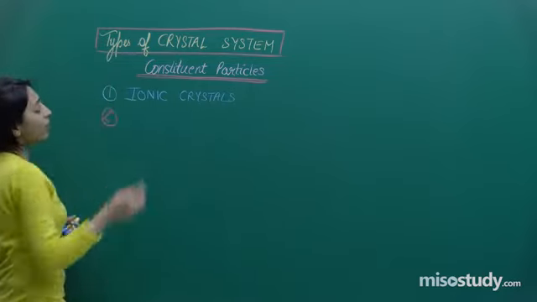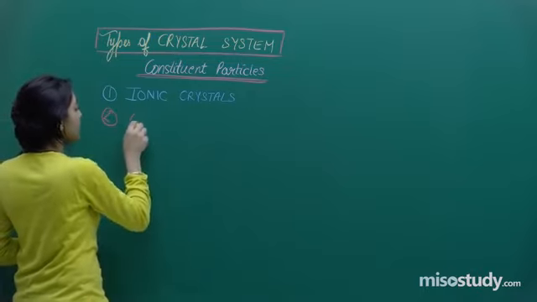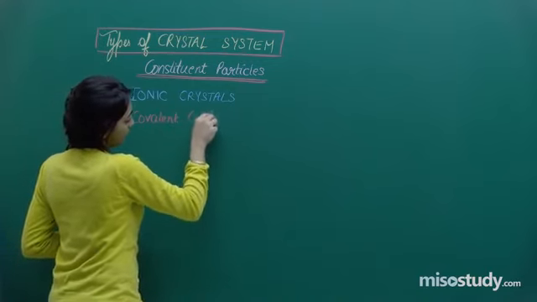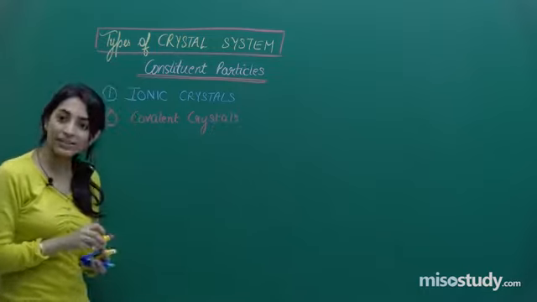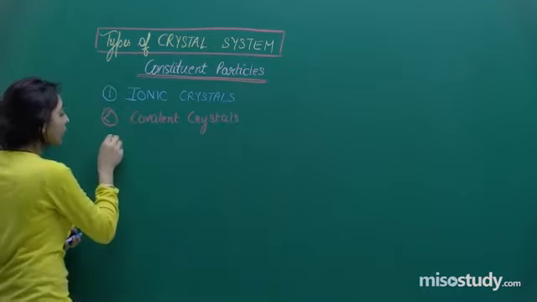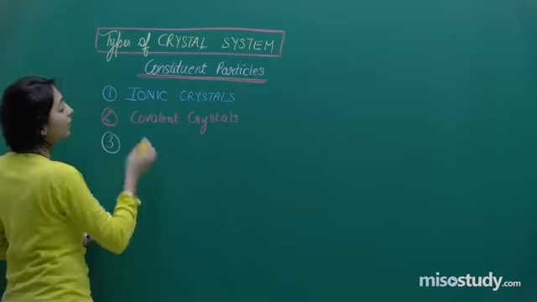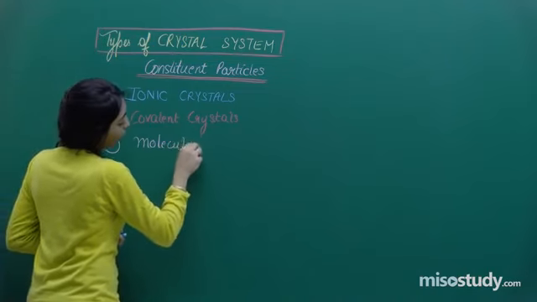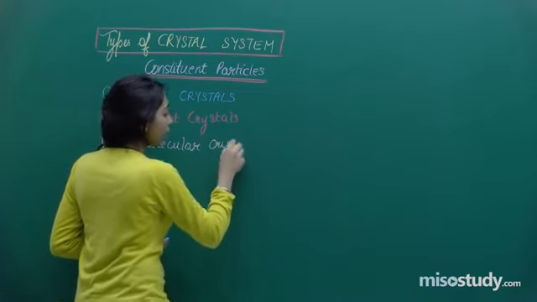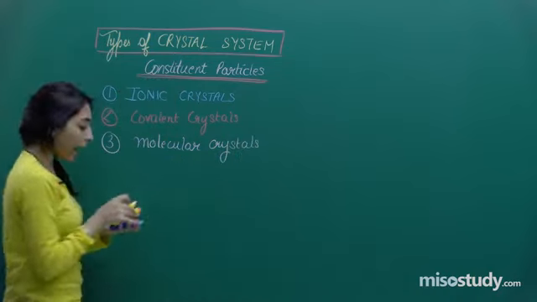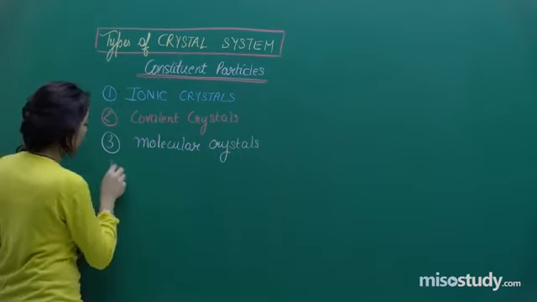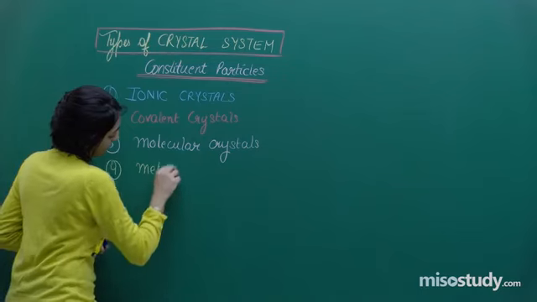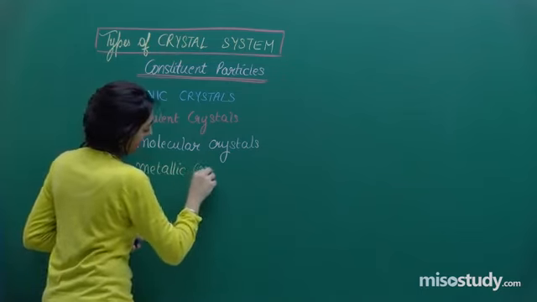Moving on to our second category, which is covalent crystals. The third category of the crystal is molecular crystals. And finally, the fourth type of the crystal system is known as metallic crystals.